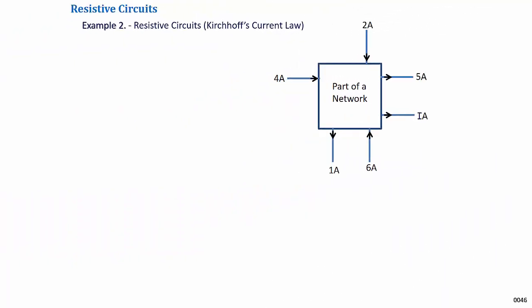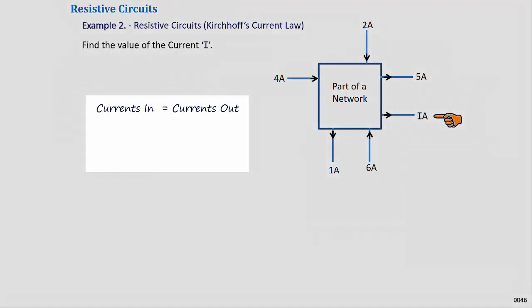The following example is in the accompanying workbook, Resistive Circuits, Kirchhoff's Current Law. Find the value of the current I. It does not matter if we can see the entire detail of a resistive network, provided we have assurance that the currents shown represent all the currents entering or leaving the network, then Kirchhoff's current law still applies. So, by KCL, currents in equal currents out.